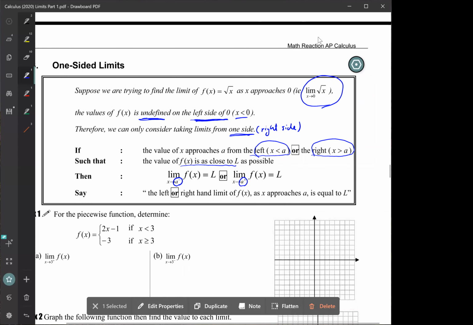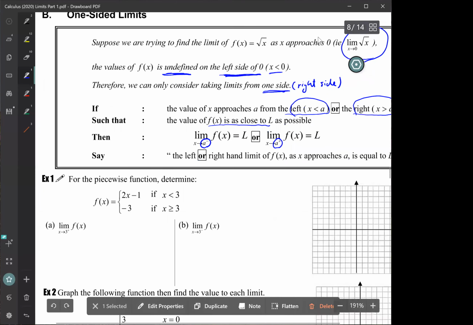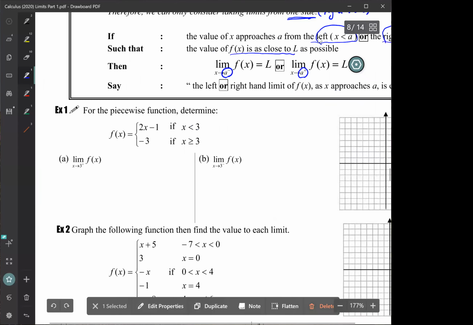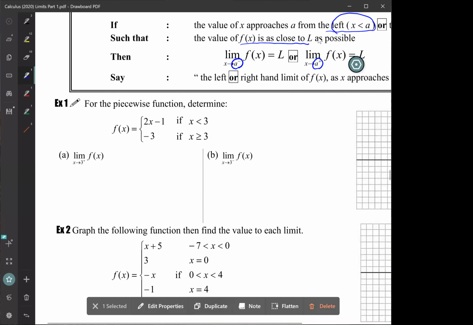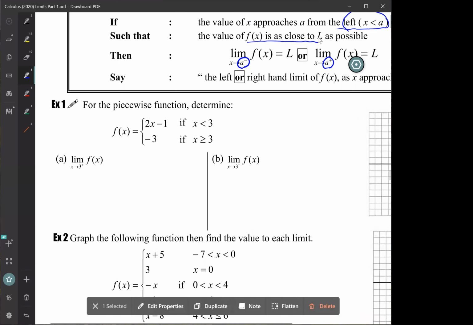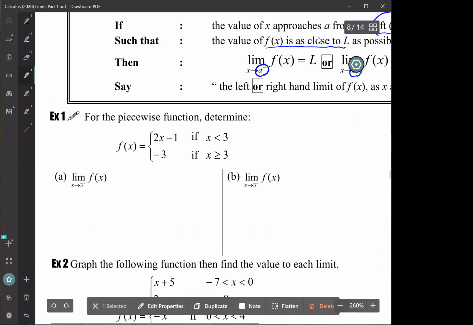Okay, so let's look at an example of how to show the left limit and right limit. For the piecewise function, determine, here we have x approaching 3 from, which side is question A, Emily? Approaching 3 from the left or right side? From the right side. Yes, the little plus means the right hand side. And question B is approaching 3 from the left hand side. So let's figure out the piecewise function first.